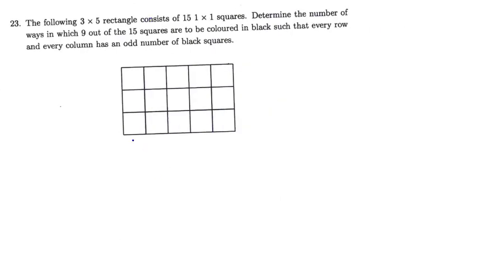Okay, so in each column we have an odd number of black squares. It can be 1 or 3. So because it's 1 or 3, 1 or 3, 1 or 3, and here, because we have 9 black squares, only one way is possible. If all of them are 1, then it will be 5. So 2 threes you have, and 3 ones. So it will be 5.